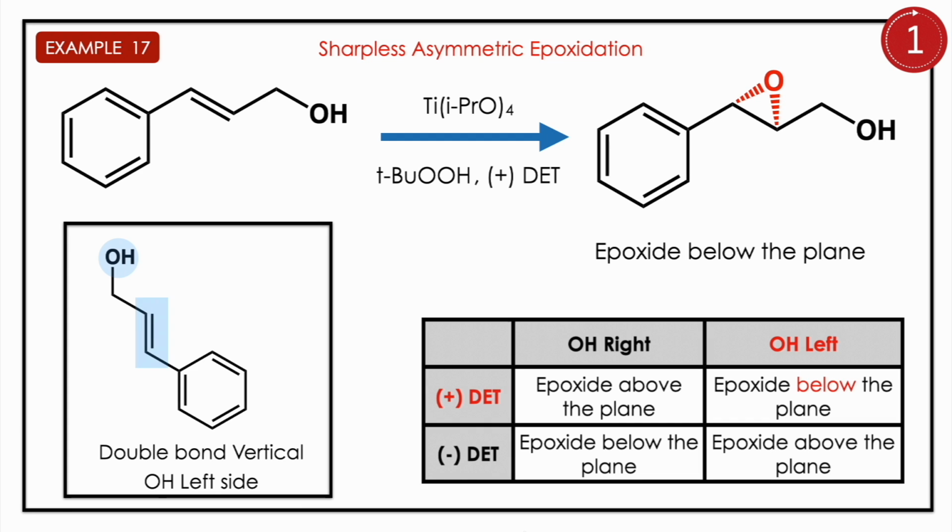So first step will be identifying the position of OH. So bring the double bond vertical, OH above. You can clearly see OH is on the left side. OH left side plus DET you are using. So below the plane epoxide. If you draw oxygen below the plane, you have the final product. The concept you have to learn here is you should focus always on the reaction center, not the side chain bulky molecules.